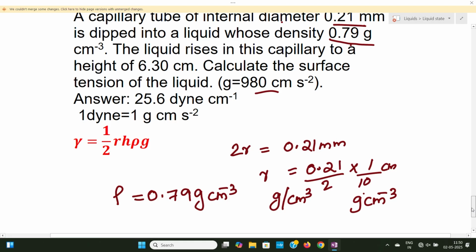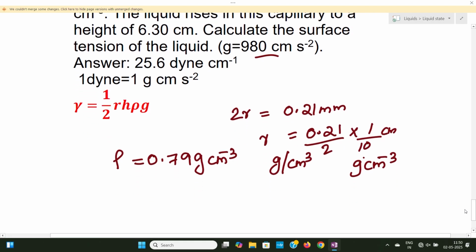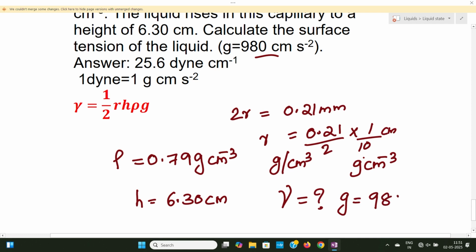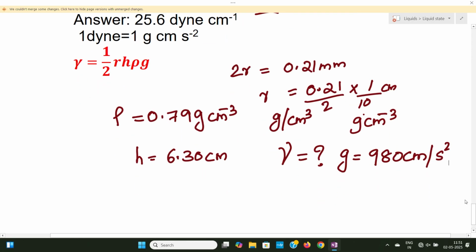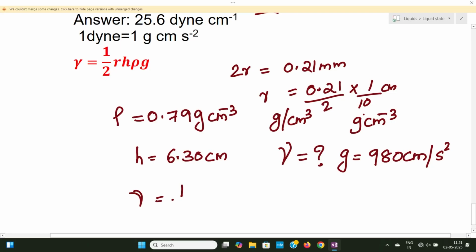Then the liquid rises in this capillary to a height of 6.30 centimeter. Therefore, H is 6.30 centimeter. We have to find out the surface tension. That is the question. And another data is given: G is equal to 980 centimeter per second square. Now we have to find out the surface tension. We know the equation to find the surface tension, that is gamma is equal to 1 by 2 R H rho G.